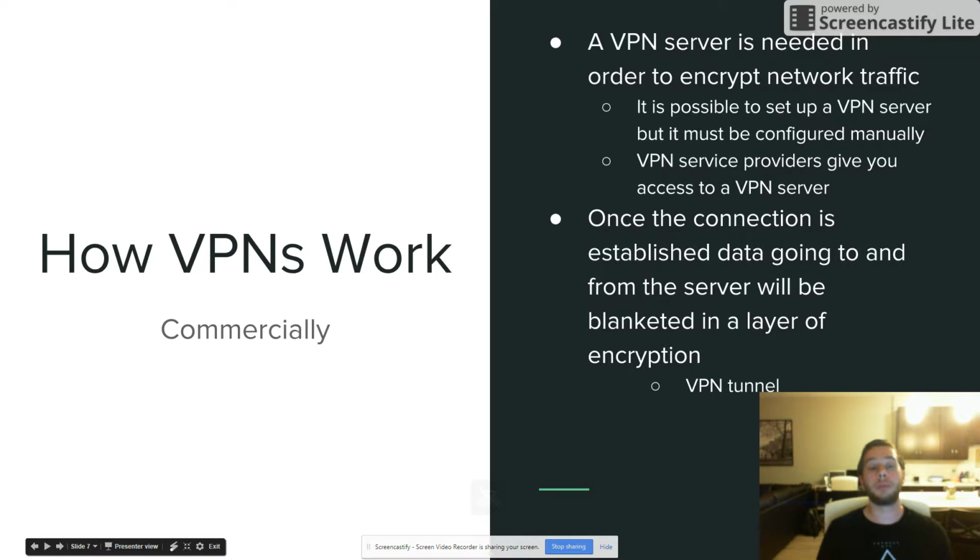A little bit about how VPNs work on the commercial side. A VPN server is needed to connect to in order to encrypt the network traffic. It's possible to set up your own VPN server, but it's a little difficult and takes some know-how, and there aren't as many benefits to setting up your own as there are with going with a VPN service these days, which is the next option and the most popular option for most consumers. Once the connection is established, the data going to and from the server will be blanketed in a layer of encryption, or a VPN tunnel, so that even if someone intercepts it, they can't understand what's in that data.